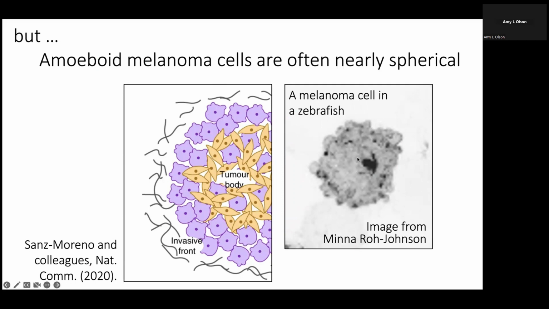This is a very similar type of melanoma cell in a zebrafish, right? We can image within transparent zebrafish much more easily than we can within the human body, right? So we can image the dynamics of melanoma in a zebrafish. And in both cases, the cells are round, which is weird because you wouldn't expect that if a cell moves in the body by changing its shape, that it would be on average round, right?